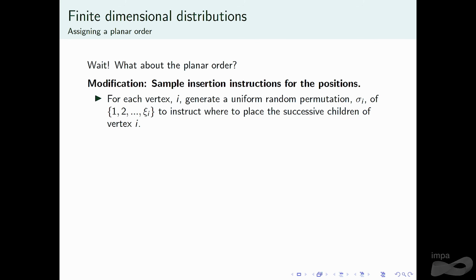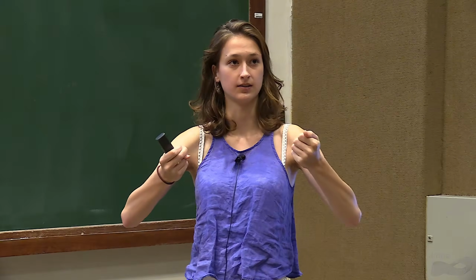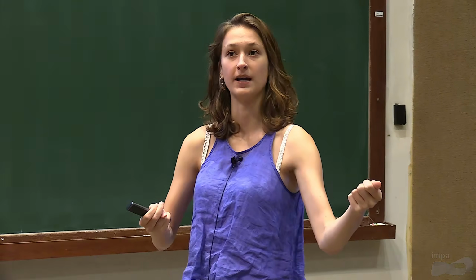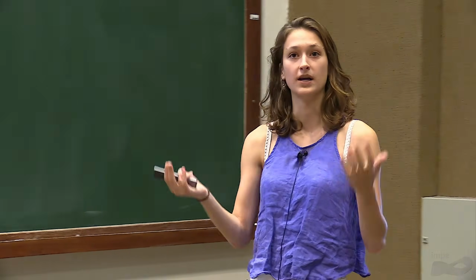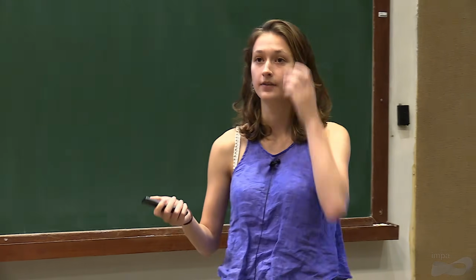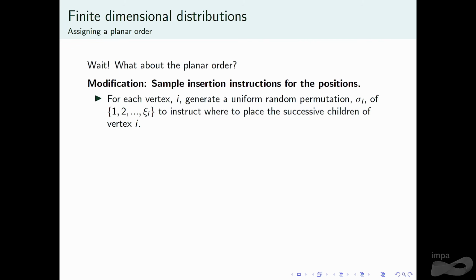But you might be asking yourselves, wait, it's really important in the snake, the position of how I put these sticks in place, because that's going to determine the displacement of the child away from its parent. So we need some way to keep track of that order, and maybe to construct an ordered version of this tree using sequences. One could think of a modification of just sampling insertion instructions for the positions, a uniform permutation maybe of the values 1 up to psi I, the number of children that it's going to have, and use that as information for how to glue in your vertices.